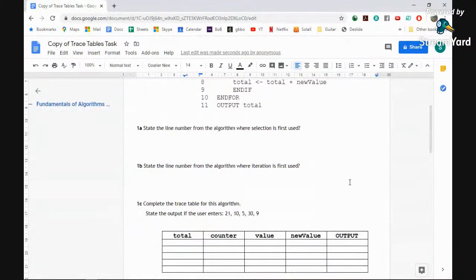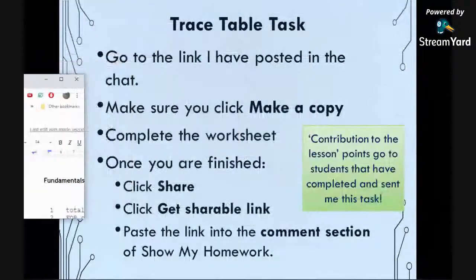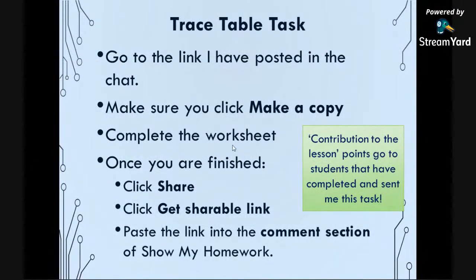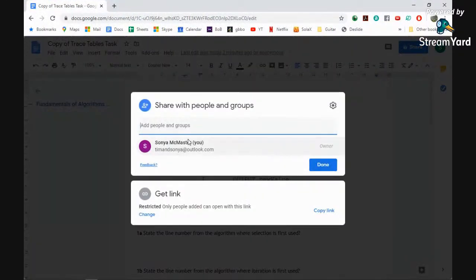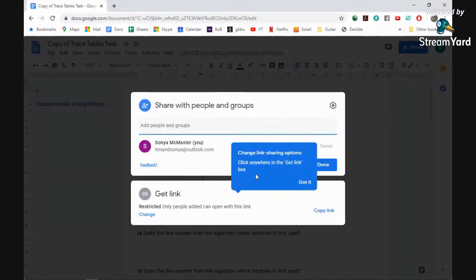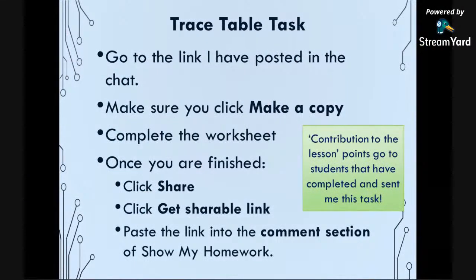Okay. So have a go at that. As I've said on here, once you're finished, I want you to click share and click get shareable link. So I'll show you how that looks. Click share and then get shareable link, copy link, and then there you go. Then I want you to paste that link into the comment section of Show My Homework. Okay. So have a go. I'll give you a few minutes.